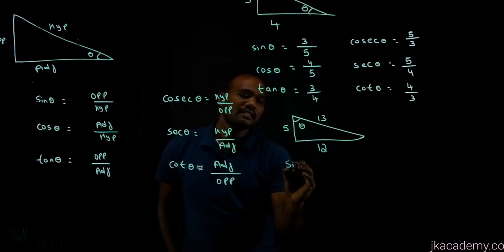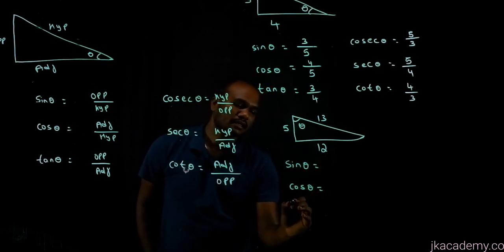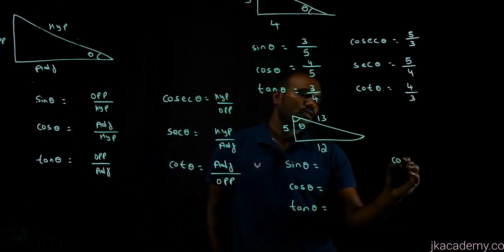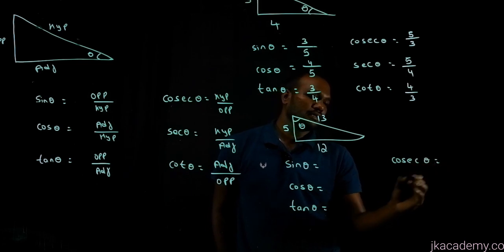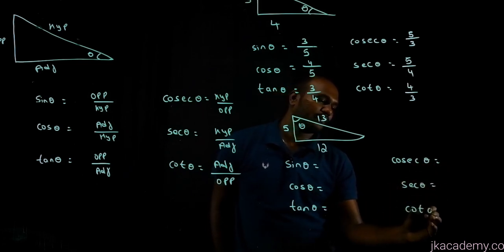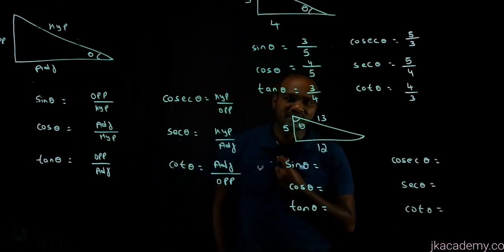Now, what you need to find is sin theta, cos theta, tan theta, and also cosecant theta, secant theta, cot theta. We need to find all of this. So how will you find all of this?